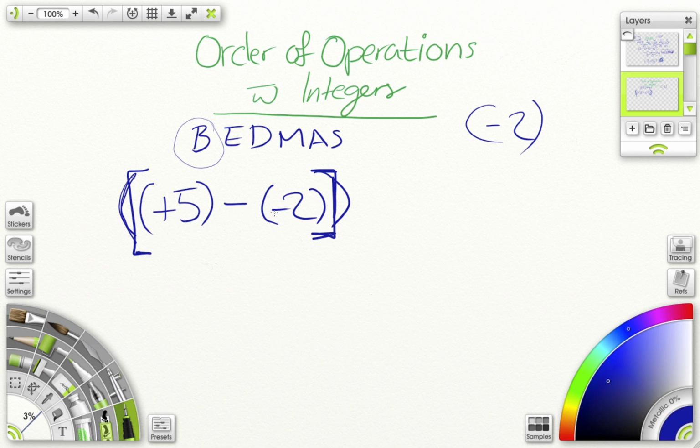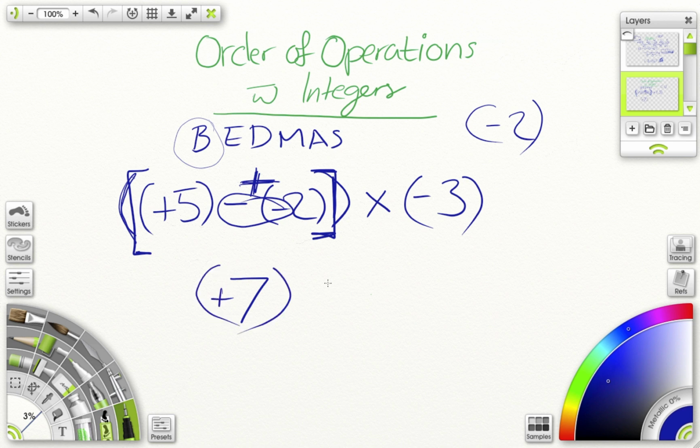So I have positive 5 minus negative 2, and let's do times negative 3. So order of operations, I got to do brackets first. So I have positive 5 minus negative 2. Remember, when there's two negative symbols right beside each other, it becomes a plus, because those two negative symbols come together to make a positive. So positive 5 plus 2 equals 7. So I have positive 7 times negative 3.